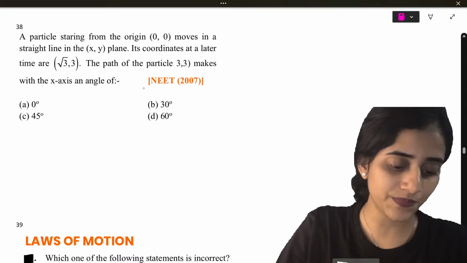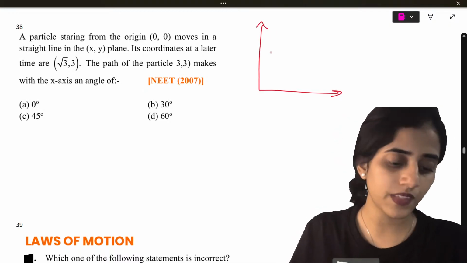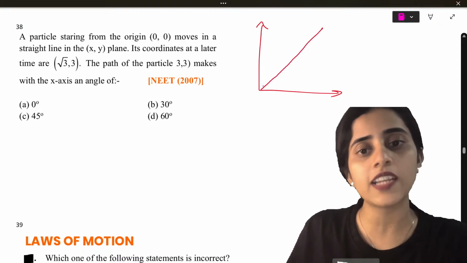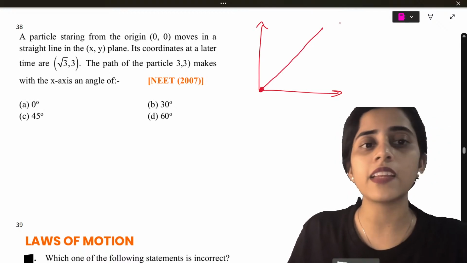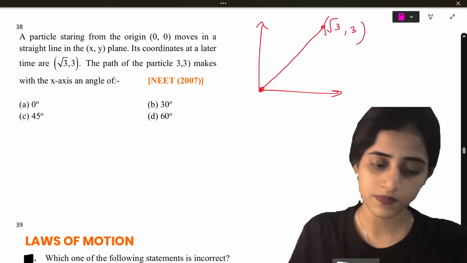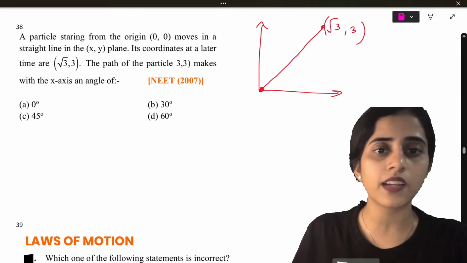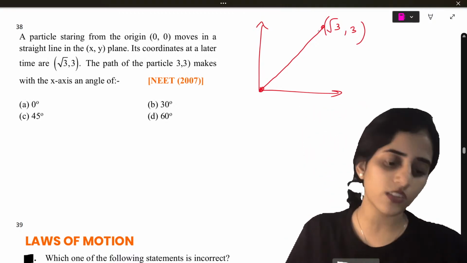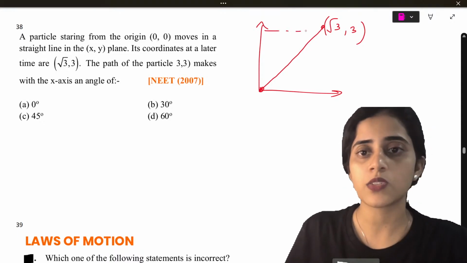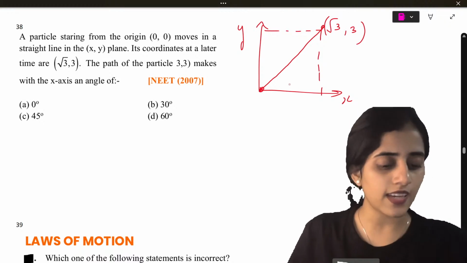What is the answer? So let's just make a figure for this first. Let's say initially it is at 0, 0 and then it reaches a point root 3, 3. The later coordinate is root 3, 3. That is also given to you in the question. So this is the y-axis coordinate. This is the x-axis coordinate.